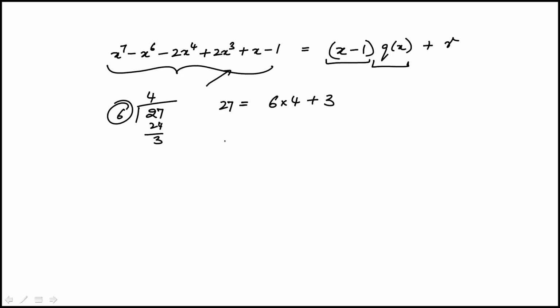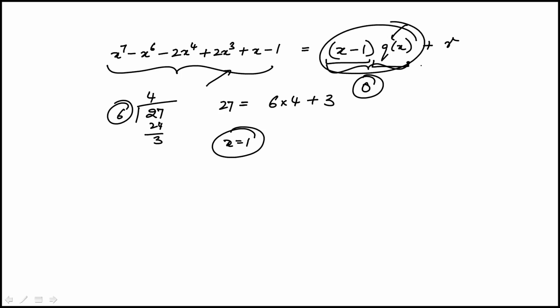But you'll note that if I set x to 1, then this piece becomes 0 because x minus 1 is 0. So it doesn't matter what that quotient form is. So that becomes 0. Remainder is what it is. And I just need to replace x with 1. So all I'm doing is substituting x equal to 1 in that equation.